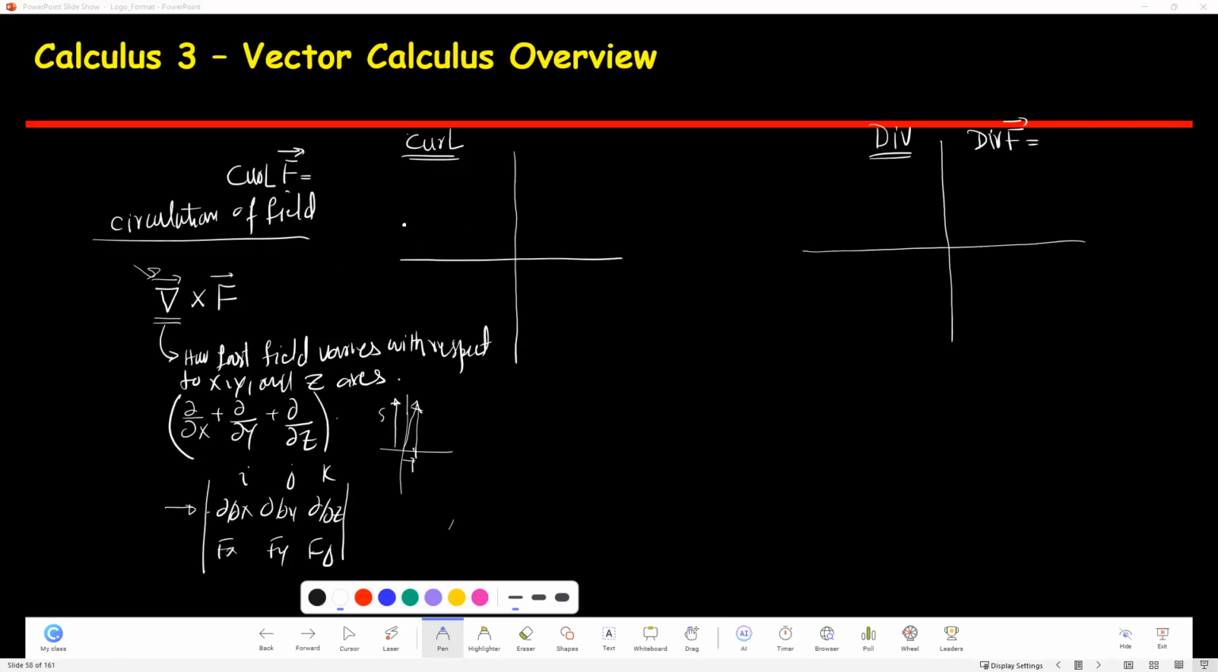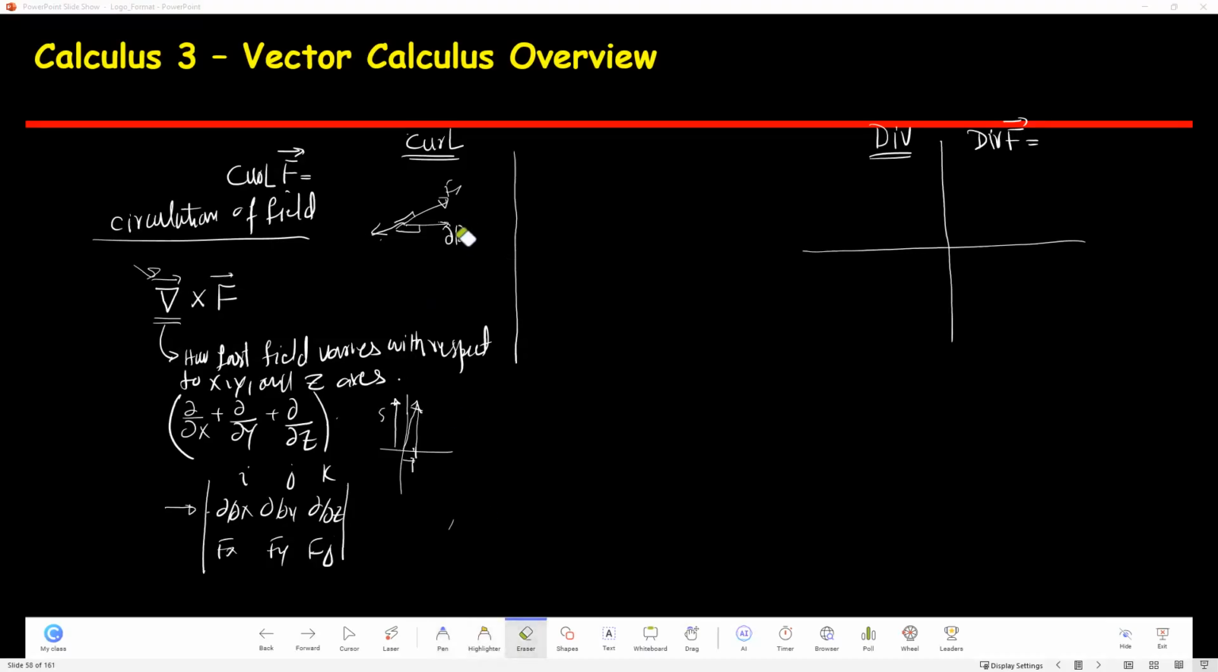So if the field is going this way and you're calculating the x, right? This is the fx and this is this, the normal of this little change is going to be perpendicular to both, 90 degrees here, 90 degrees here. So basically it's towards us, it's towards us. And that's how we calculate the curl of a vector field.